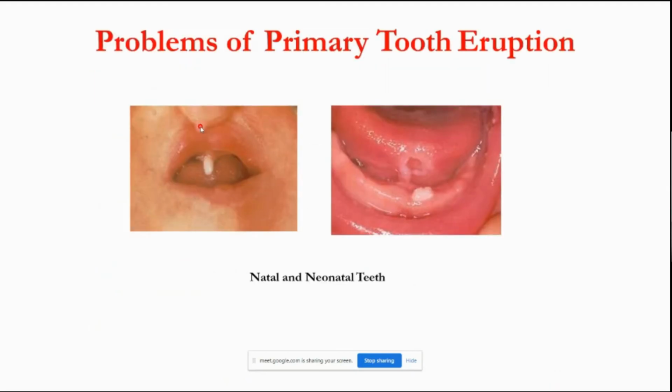So let's see the clinical application, which is very, very important. Sometimes when the baby is born, it will have a tooth. Okay, so that is called natal teeth. Natal is birth, and as soon as the baby is born, he or she has a tooth. So that's called natal teeth.